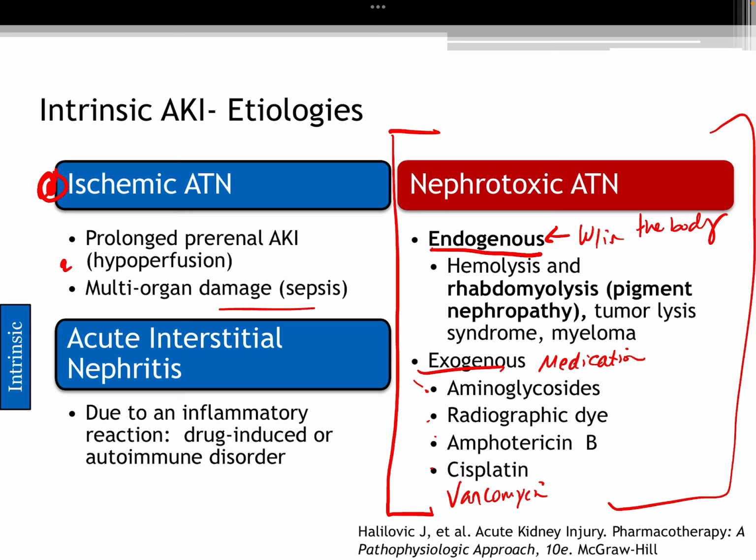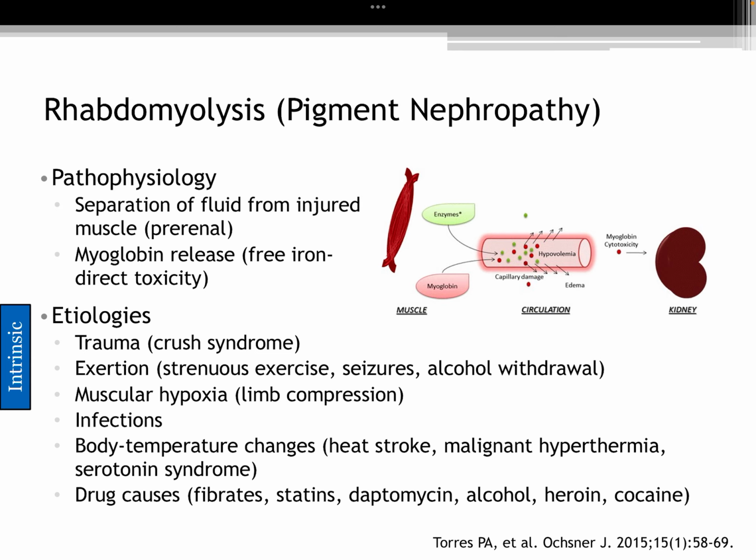So for endogenous, it can be caused by multiple different things, including hemolysis that causes free iron radical formation, tumor lysis, and myelomas. But we're going to really focus on rhabdo because rhabdo has a lot of treatments for it, and it is probably the one that you will see the most. So let's talk a little bit about what rhabdomyolysis is.